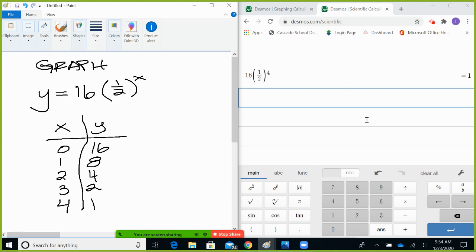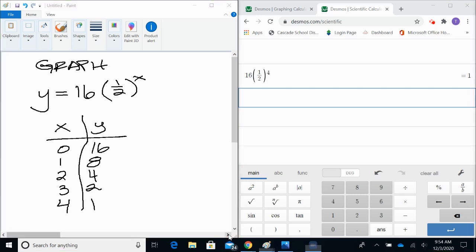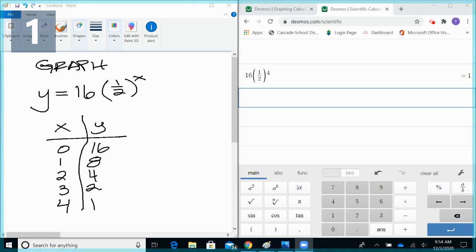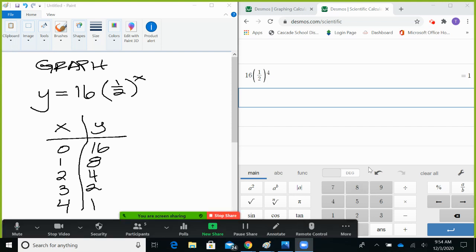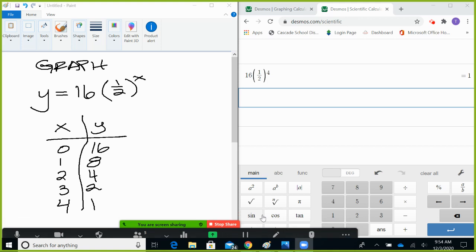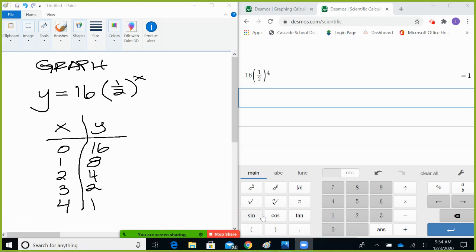Yes, go ahead. So you can't see my table right here? Okay, can you see it any better? Okay, so there's your graph.